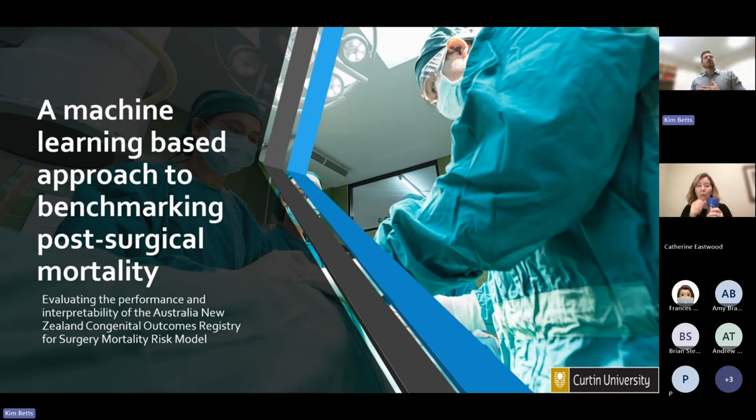So thanks for coming today. I'm going to explain a project that we've been working on. It's kind of a never-ending project, and that's a machine learning-based approach to benchmarking in post-surgical mortality, specifically in the pediatric cardiac setting.